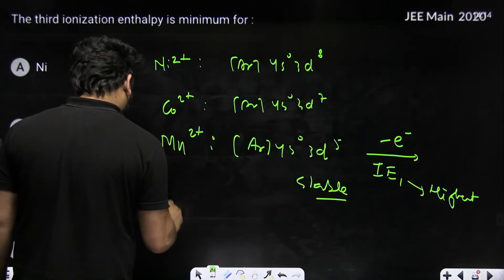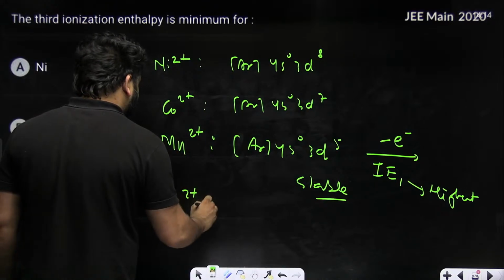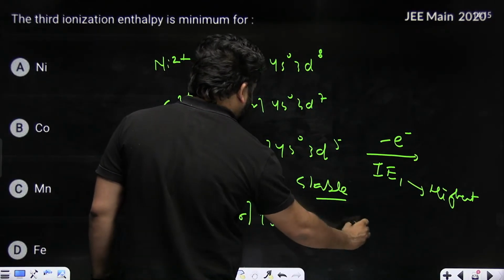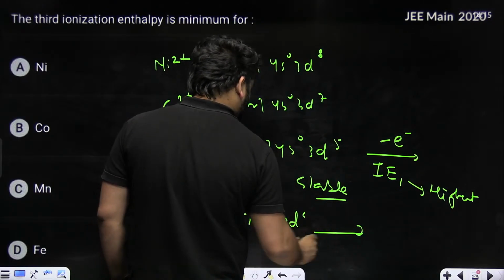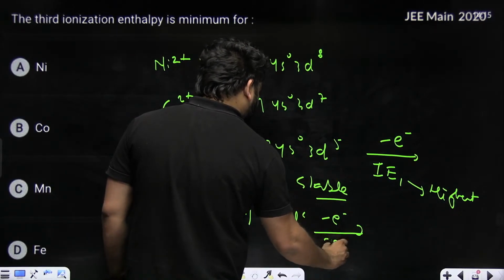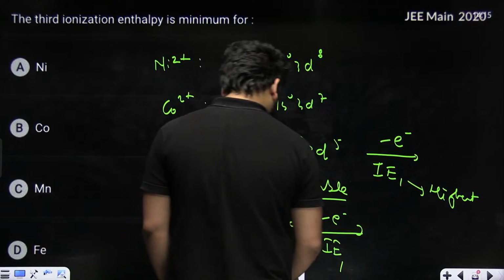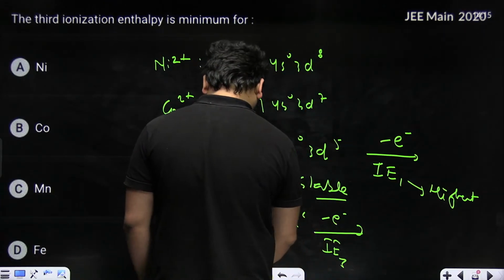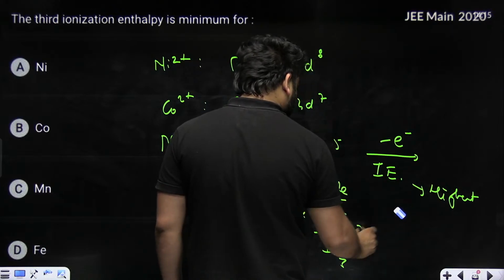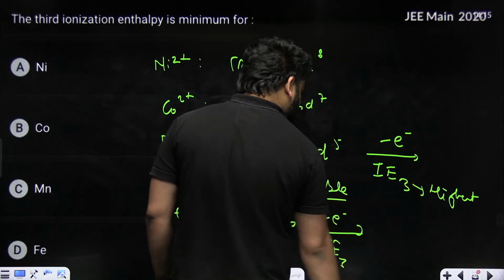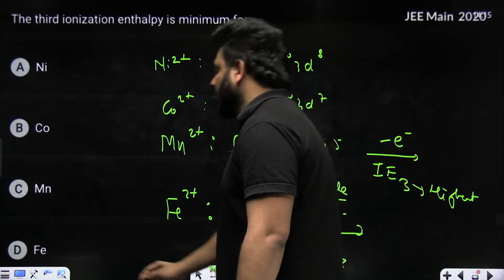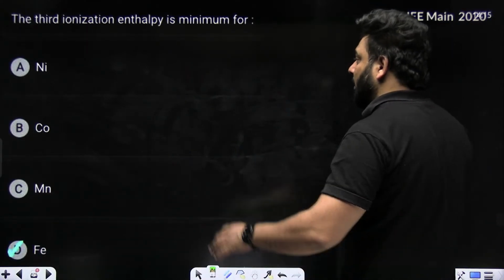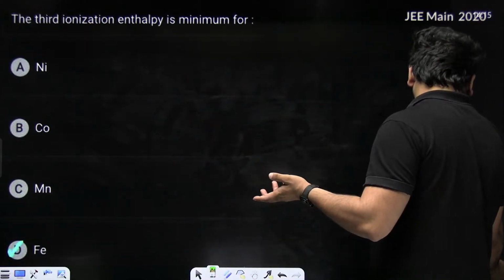But now coming to iron, the 2 positive state has an electronic configuration of argon 4s0 and 3d6. We can easily remove one more electron. So we can remove an electron, and this is your IE3, not IE1 here. I must write it IE3. I think iron is correct. See, electronic configuration helps in several ways.